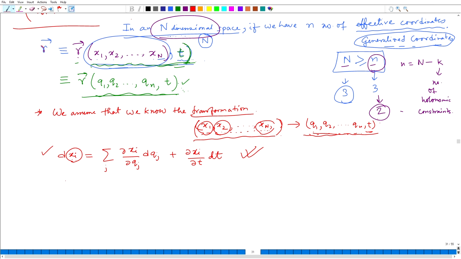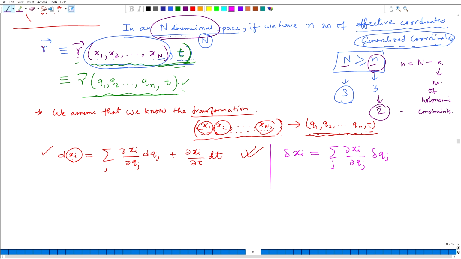You can also write, in another color, the virtual displacement for xi, and you can tell me what that will be from the definition and concept of virtual displacement. That will simply be the summation over j of del xi del qj delta qj.